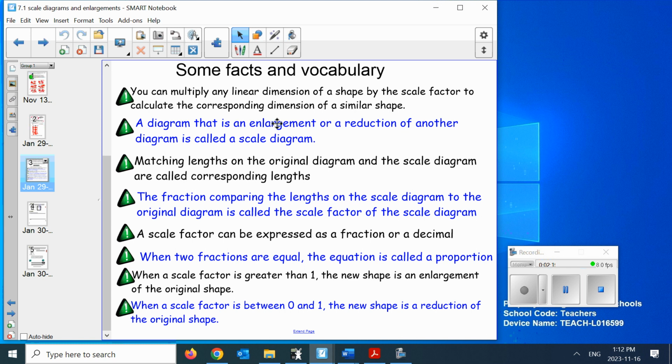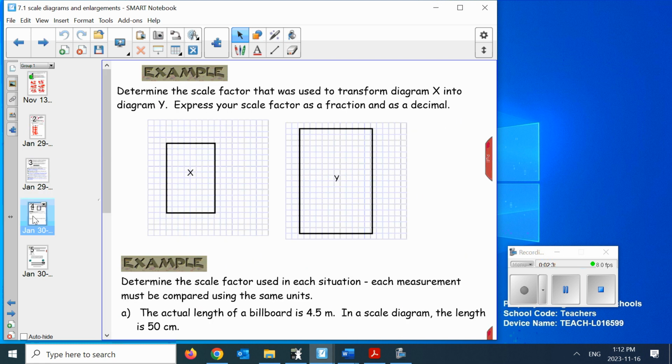There's a bunch of things here that we'll refer to again and again. We went over them, but I think we intuitively understand the idea of an enlargement, a larger picture, and a reduction is a smaller picture. We'll stick with that right now. We might have to refer to some of those things if you need to. Okay, we're going to pick it up here on the fourth page of your handouts.